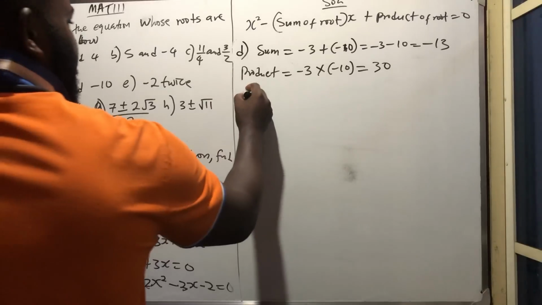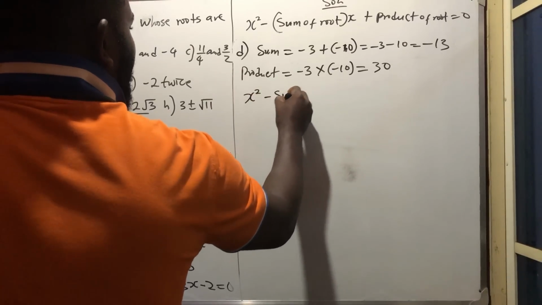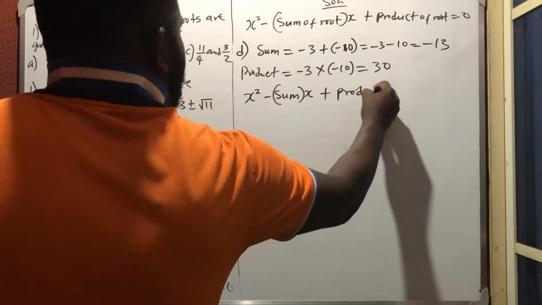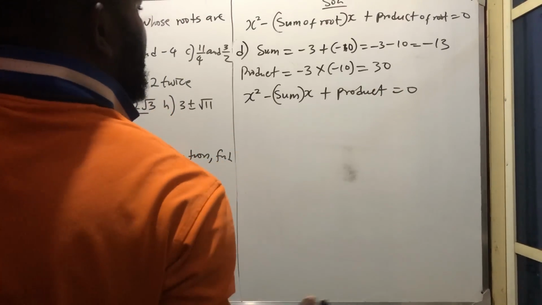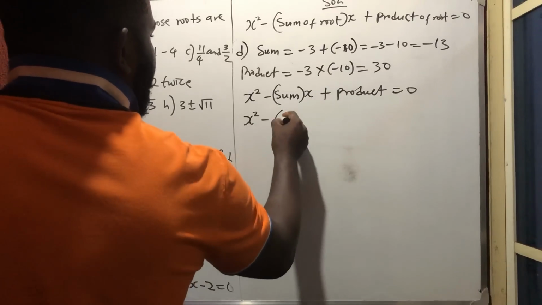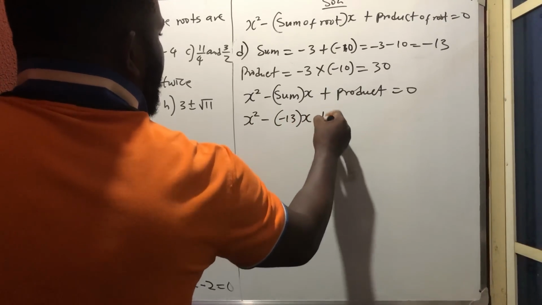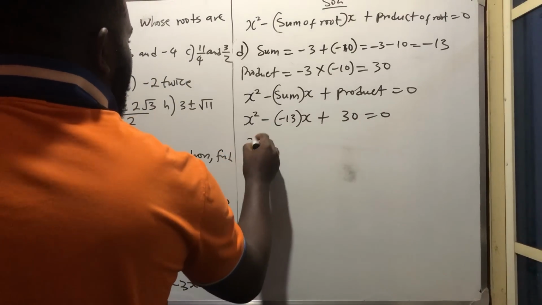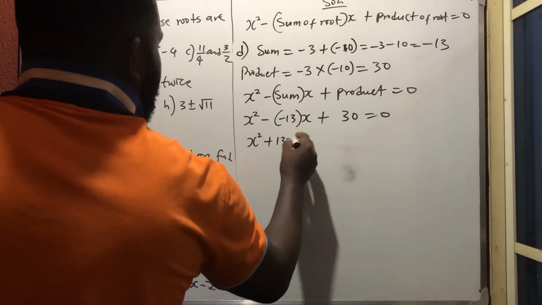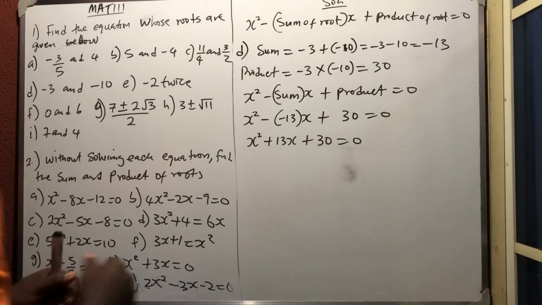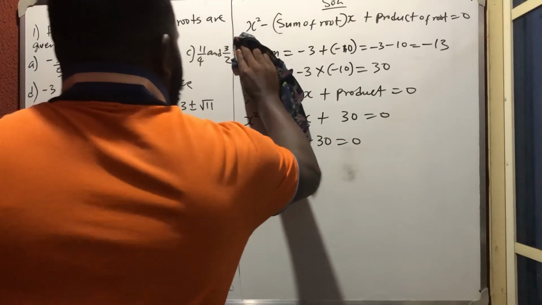My equation is simply x squared minus sum, you put x plus product is equal to 0. So what do you do now? You have x squared minus, what is the sum? The sum is giving me minus 13. I'll put x plus the product is 30 is equal to 0. Minus minus is plus. So I'm having x squared plus 13x plus 30 is equal to 0. As simple as that. So the next one is E.